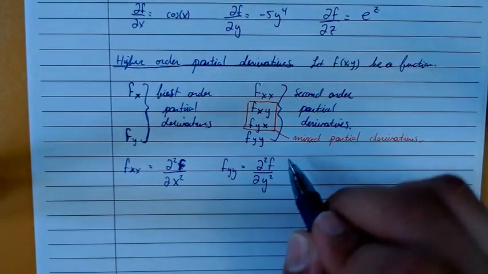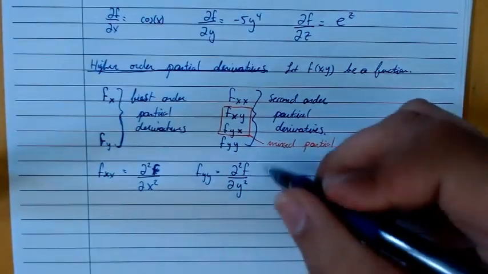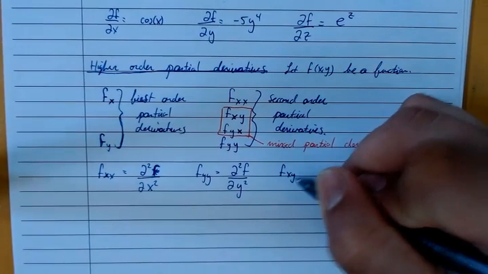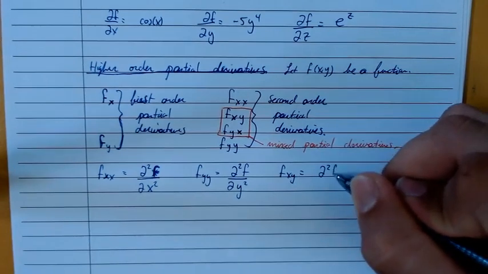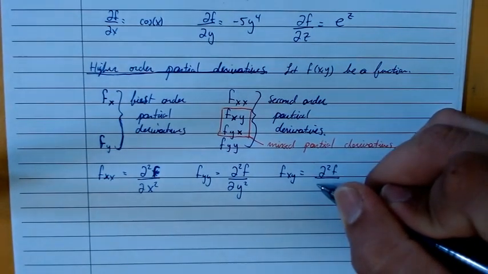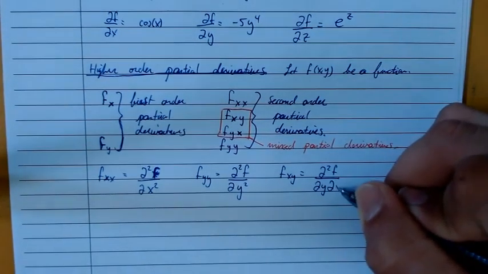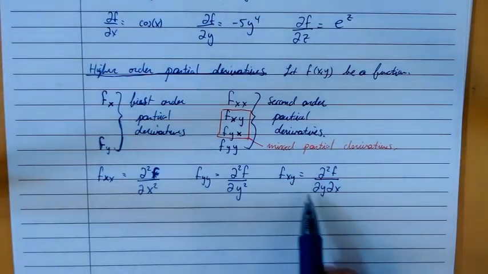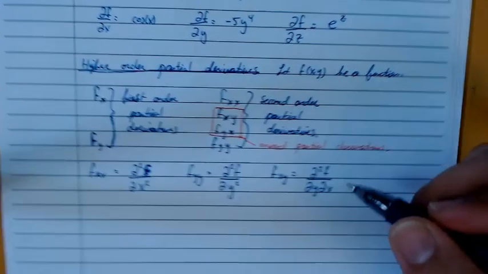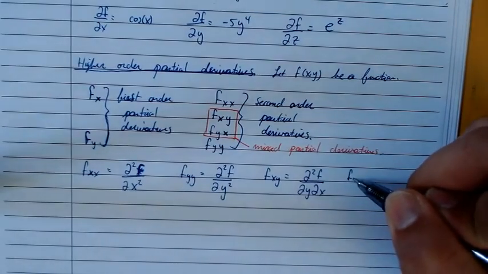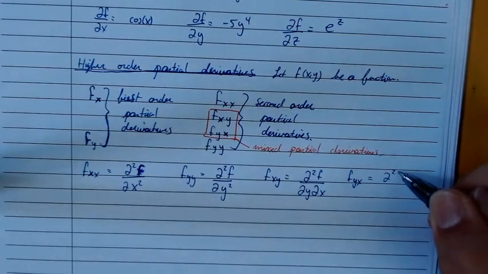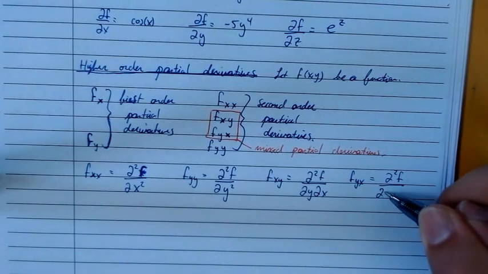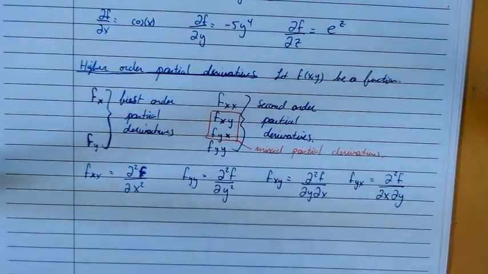It's the mixed partials that are sometimes a little unpleasant to write. If you write f sub xy, that's del squared f over del y del x, which is slightly confusing because it's xy and here it's written as yx. And if you want to write f sub yx, that would be del squared f over del x del y. Like that.